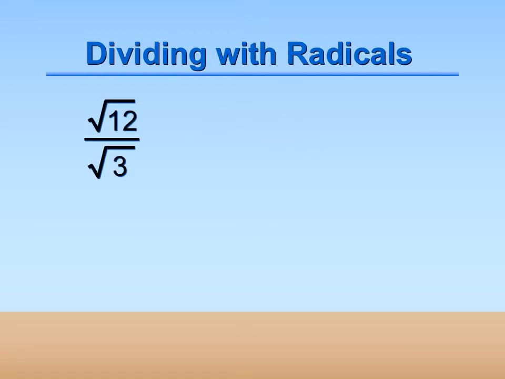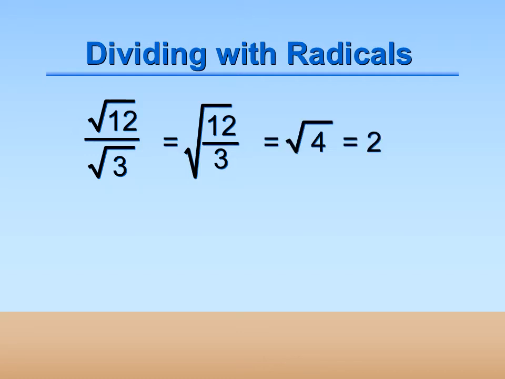So let's see this in action. Let's say that we have the square root of 12 over the square root of 3. Using our property, that becomes the square root of 12 over 3. Well, 12 over 3 is just 4, and then the square root of 4 is 2. So there we go, simplified.